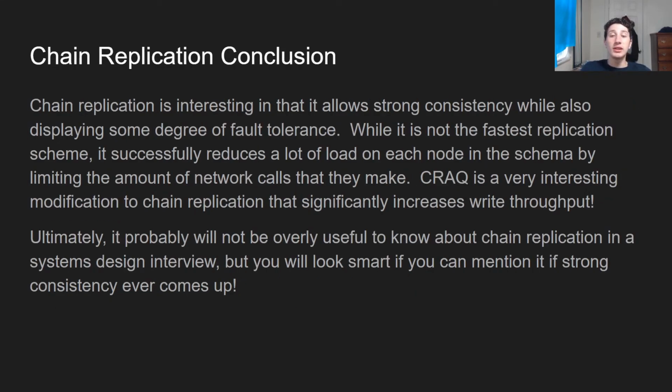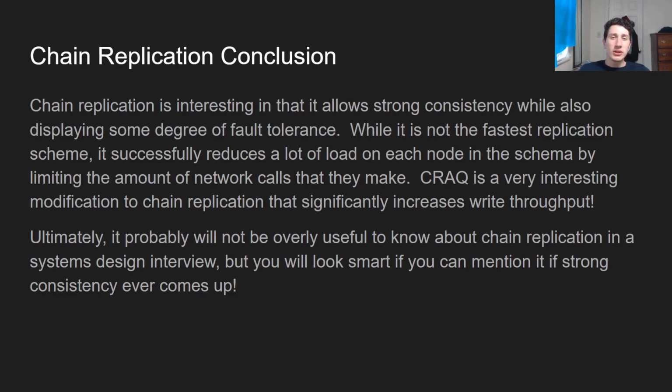Okay, so in conclusion, it's pretty cool that we've finally discovered a high availability, strongly consistent replication scheme that can achieve relatively high throughput. That being said, it isn't used a ton in practice, but there are some systems that use it. I think Amazon still ends up using it in something called Aurora.